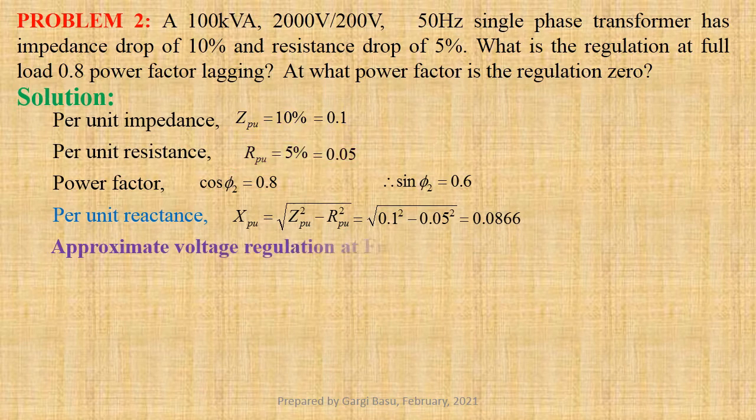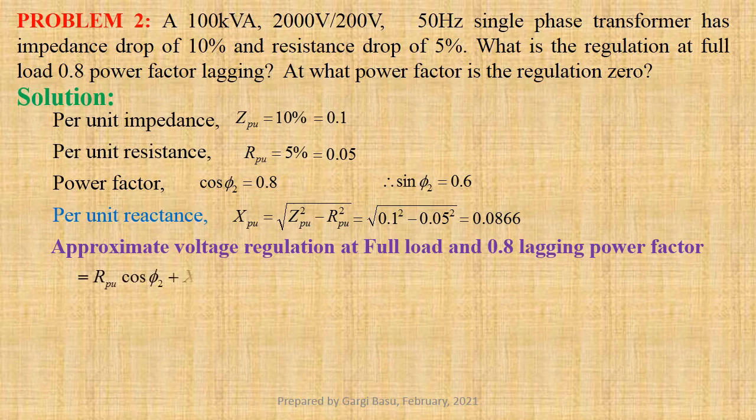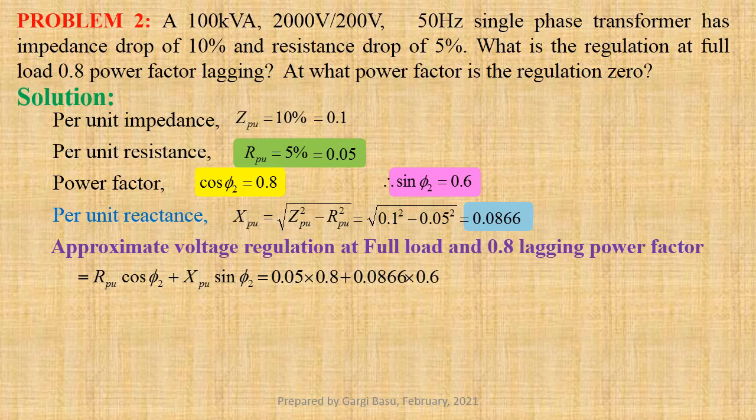Approximate voltage regulation at full load and 0.8 lagging power factor will be R per unit cos phi 2 plus X per unit sin phi 2. Using values, we get 0.05 into 0.8 plus 0.0866 into 0.6, that gives us 9.2%.